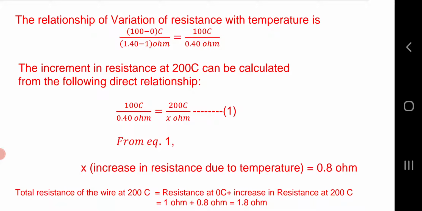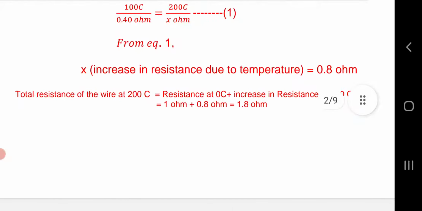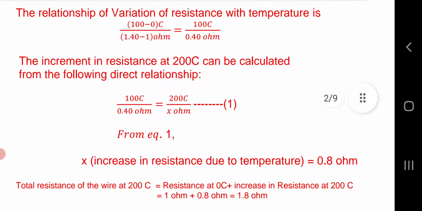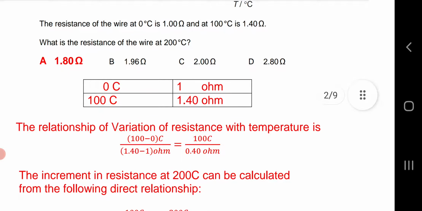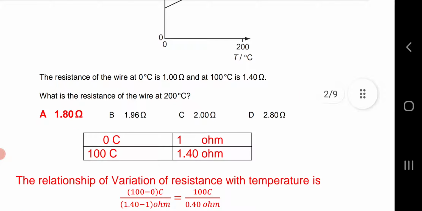Now the total resistance of the wire at 200 degrees Celsius is the original resistance at 0 degrees Celsius plus the increase in resistance at 200 degrees Celsius. The original resistance is 1 ohm and the increase in resistance is 0.8 ohm. So the total resistance of the wire at 200 degrees Celsius is 1.8 ohms. And it is option A.